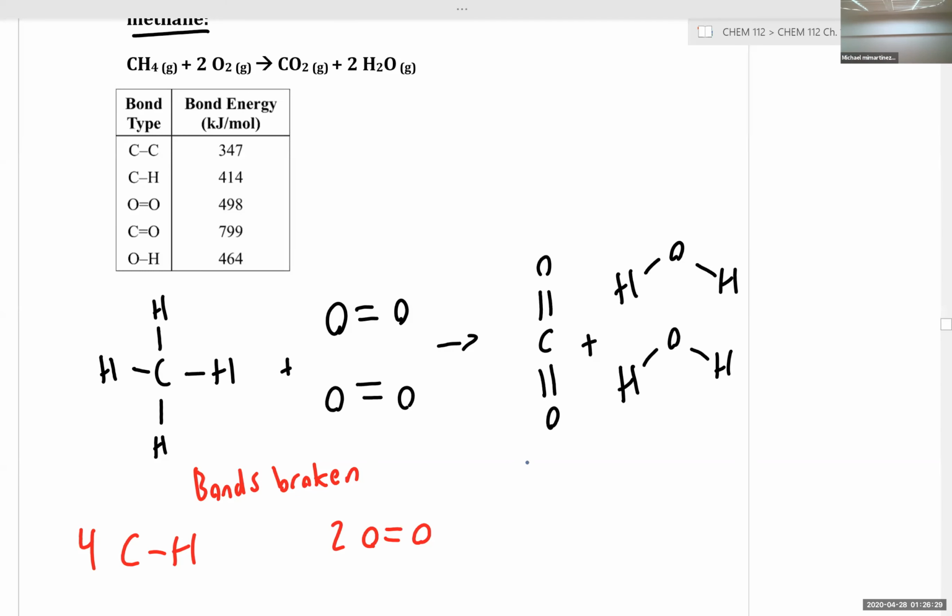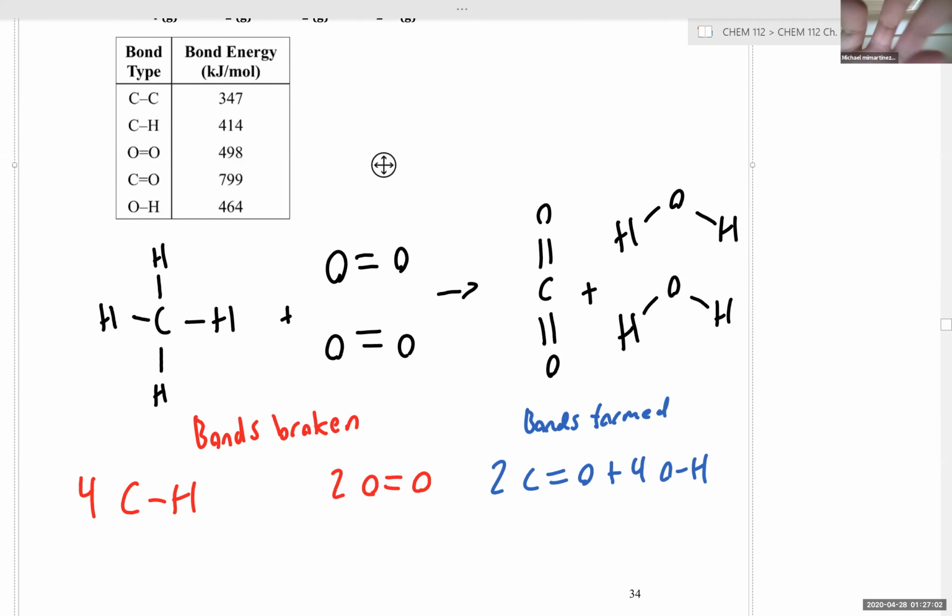Okay, what bonds are we forming? C=O, exactly right. And how many of those bonds are we forming? How many carbon-oxygen double bonds? 2. Okay, and how many O-H bonds are we forming? Exactly right. Perfect.